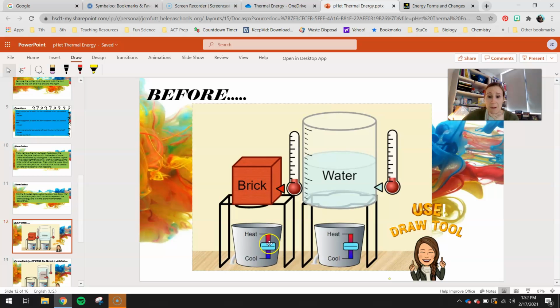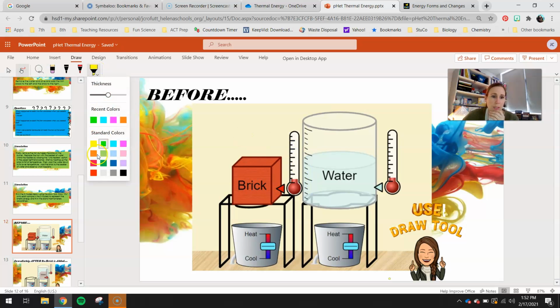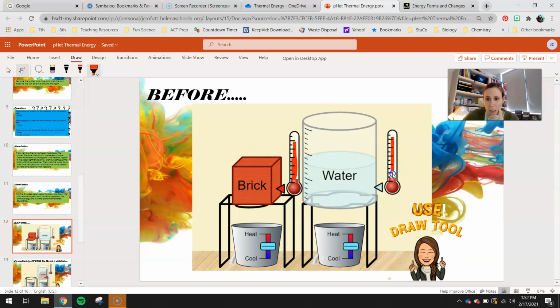This one is going to represent before you add them. So you're going to heat the brick up and you're going to cool the water down. So I want you to use the draw tool to add E's, so you can just write E's in and on the samples themselves. I'm going to go ahead and erase those. You can use different colors if you'd like. And then I'm also going to fill in the thermometers to represent what each looks like before I did anything with them. So you can just draw a line to represent what they look like. Again, I'm just drawing stuff. I'm not necessarily putting thought into it. Okay, and then you're going to move on.